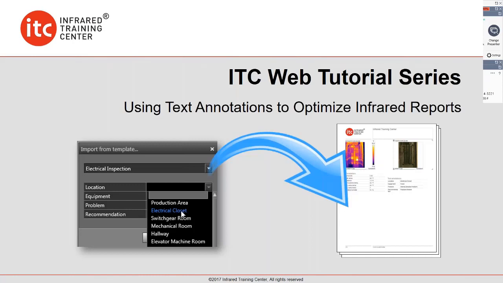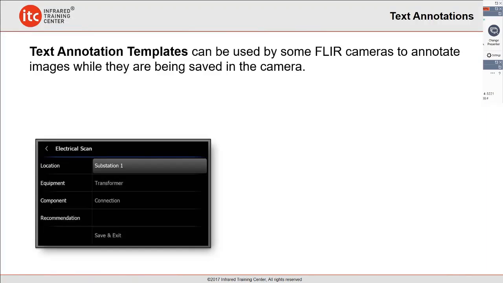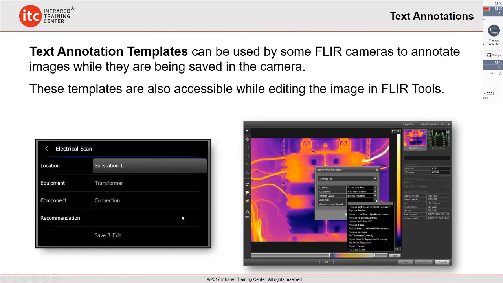Welcome, everyone. Today's session is going to be about text annotations and how these can be used in the cameras and in the software to optimize your reports. Now, if you're not familiar with this concept and how this works, these templates can be created in FLIR Tools and used by many of the cameras to annotate images while they're being saved in the camera. And the same templates that you use in the cameras are accessible in FLIR Tools when you're editing your images.